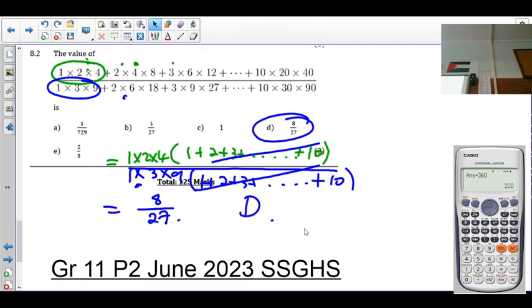Right. Simple mathematics. Alright, so that basically brings us to the end of paper 2.